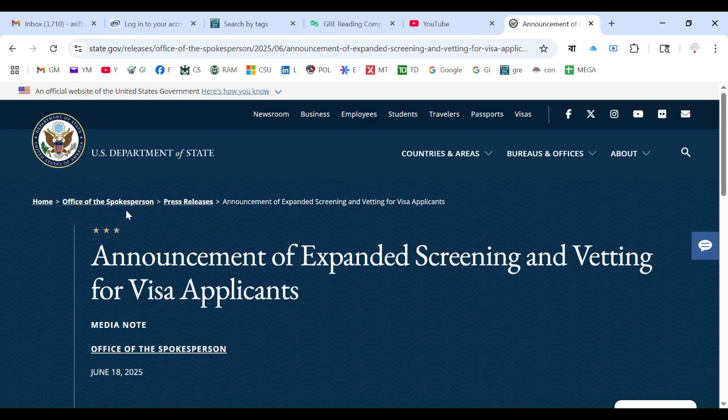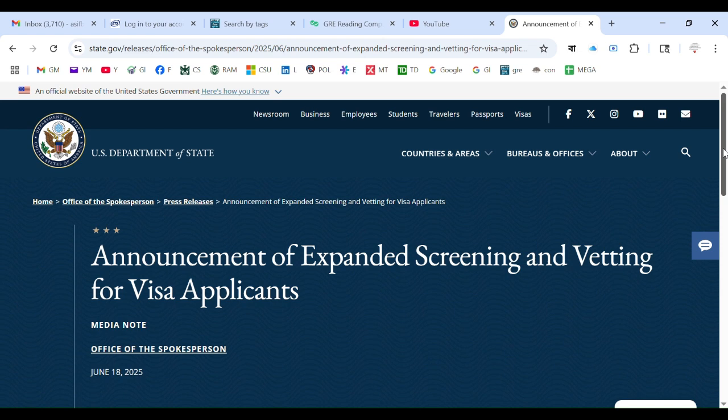So I will go ahead and discuss by reading the announcement that is on the US Department of State website. I will be reading the whole thing with you so that you can understand what I'm thinking about it and what you should do about it. Okay, so: announcement of expanded screening and vetting for visa applicants. It was published on June 18, 2025 on the website of the United States Department of State.